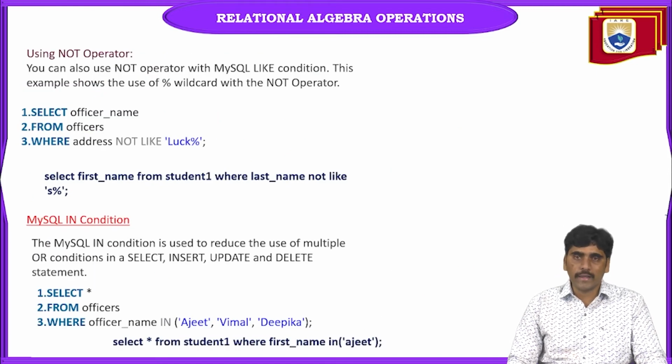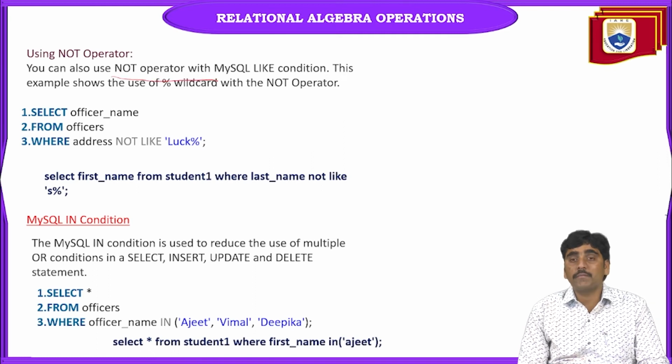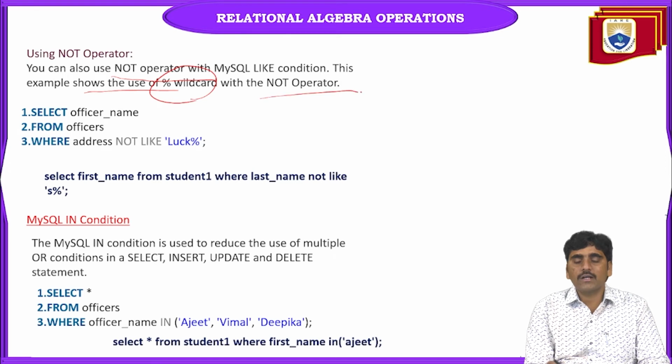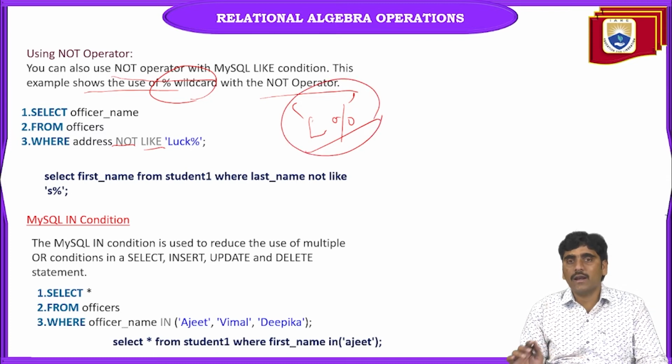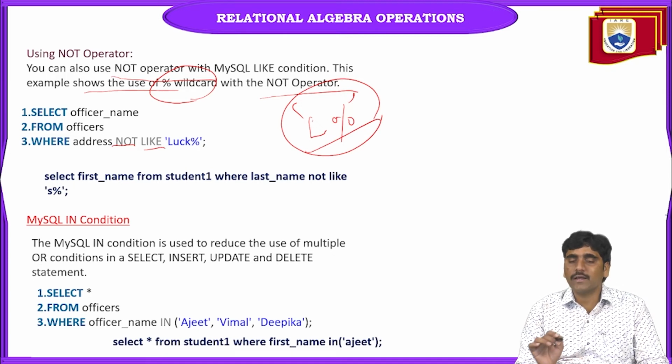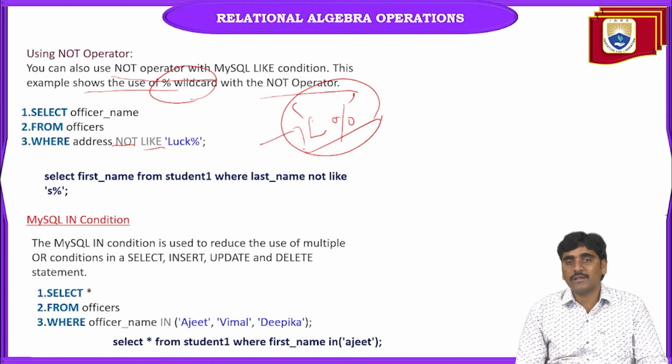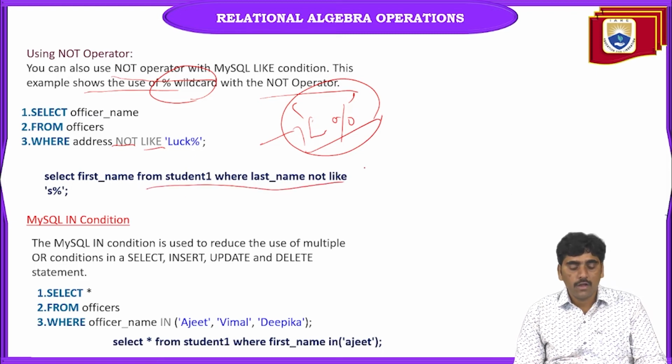Using the NOT operator, or NOT LIKE. You can also use the NOT operator with the MySQL LIKE condition. This example shows the use of the percent wildcard with the NOT operator. You can specify both NOT and LIKE. So WHERE address NOT LIKE 'L%' means whoever's address does not start with L will be displayed, and addresses starting with L will not be displayed. This is the way you can understand the NOT LIKE operator, a comparison operator.